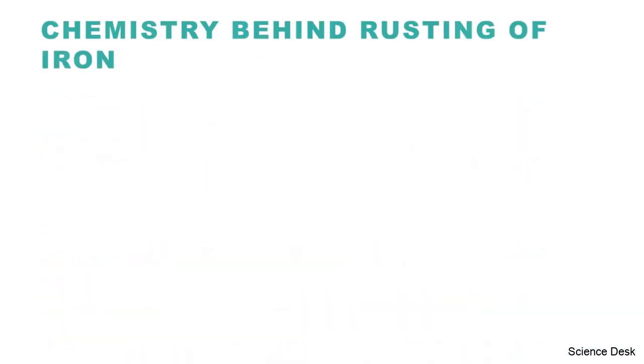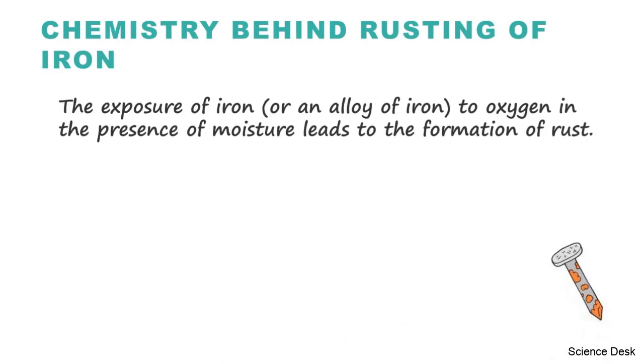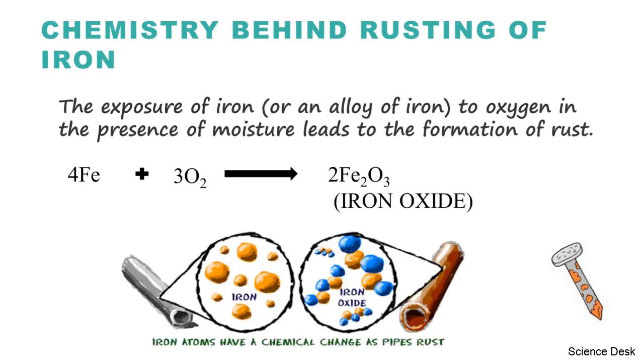We will see what the chemistry behind the rusting of iron is. When iron or an alloy of iron is exposed to oxygen in the presence of moisture, this leads to the formation of rust. What exactly happens here is that iron reacts with oxygen in the presence of moisture to give iron oxide. Newly formed iron oxide is referred to as rust. The brown flaky substance that you see deposited on iron is what you call rust. So rust has a chemical name called iron oxide.